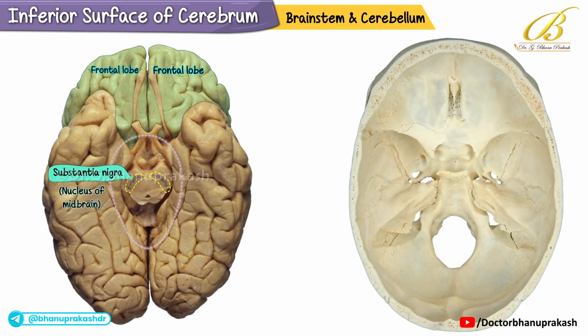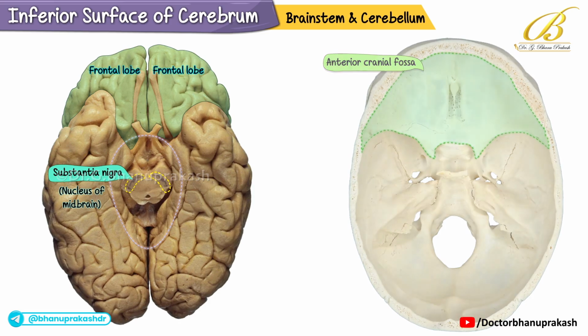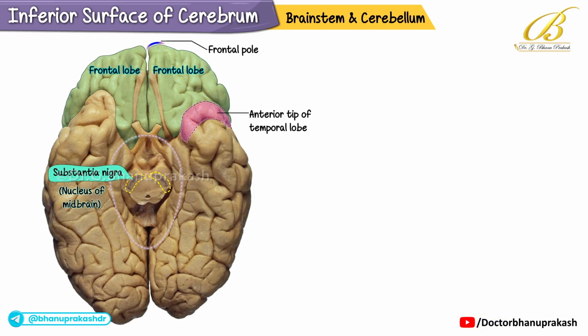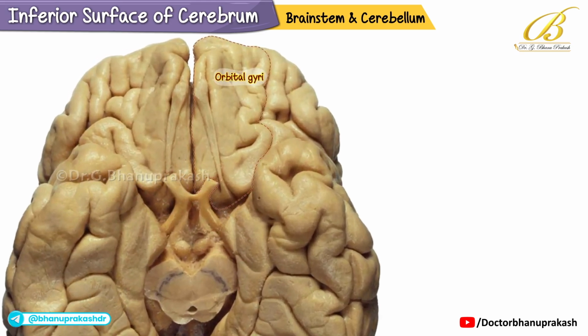The frontal lobes occupy the anterior cranial fossa of the skull. The inferior surface of the frontal lobe extends from the frontal pole to the anterior tip of the temporal lobe, where the lateral fissure begins. These gyri resting on the roof of the orbit are sometimes referred to as the orbital gyri. They constitute the association cortex and have strong connections with the limbic system.